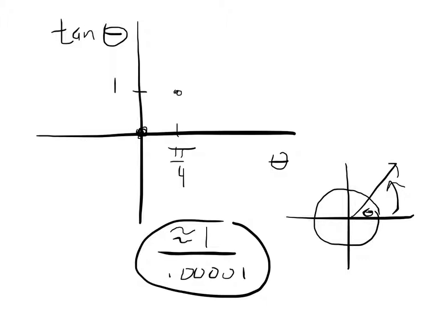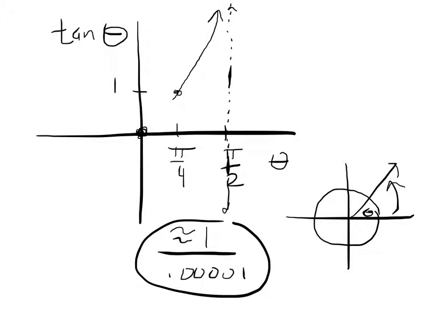So in other words, at pi over 2 over here, the closer and closer I get to pi over 2, I'm blowing up toward infinity, and that's going to give me an asymptote here at pi over 2.